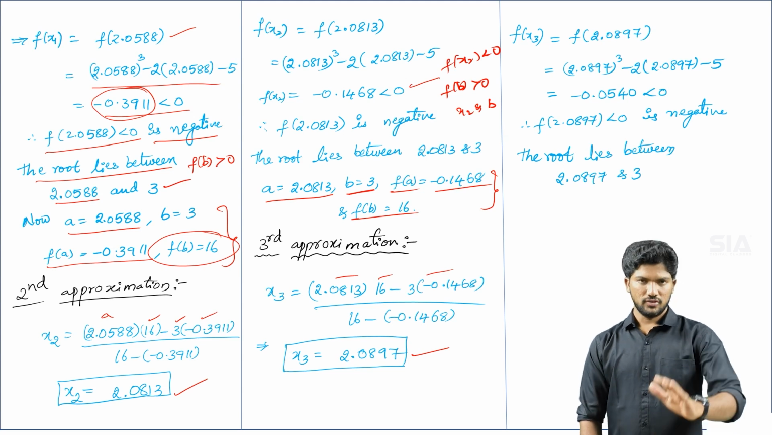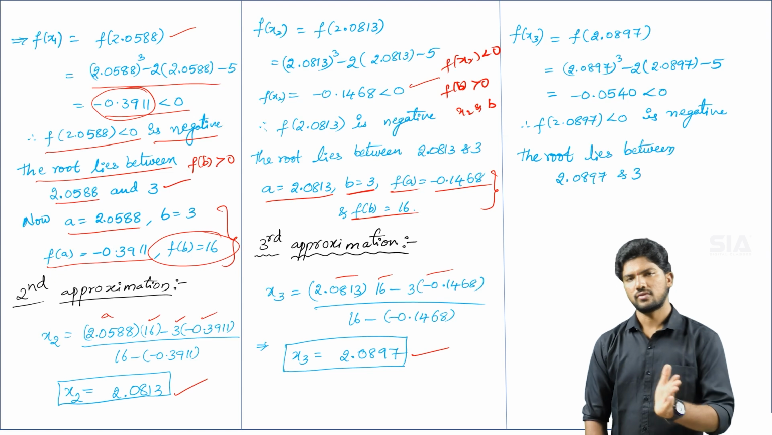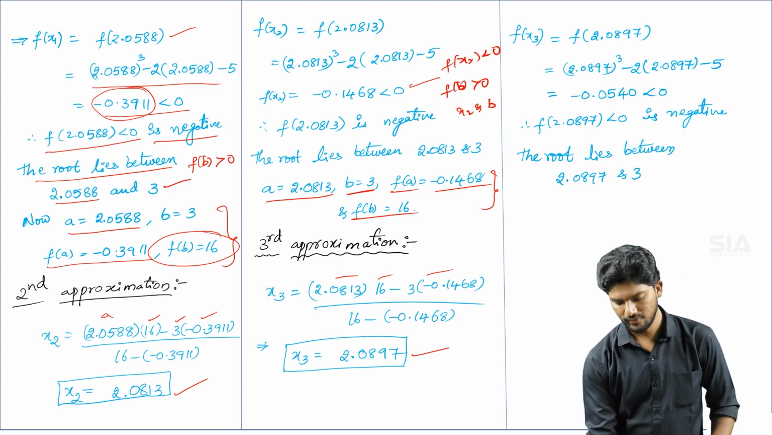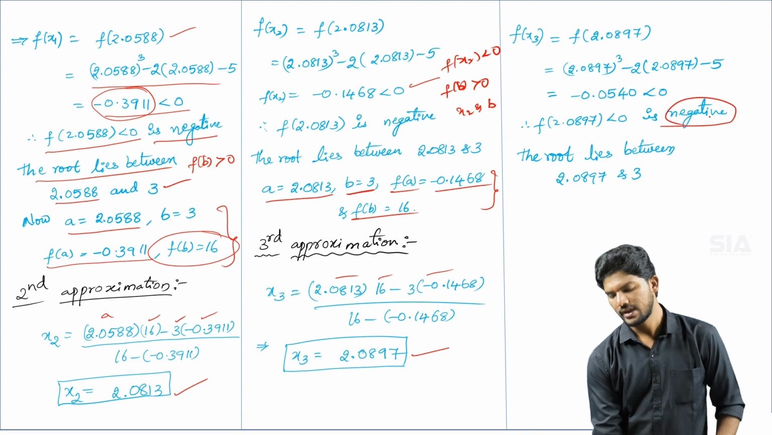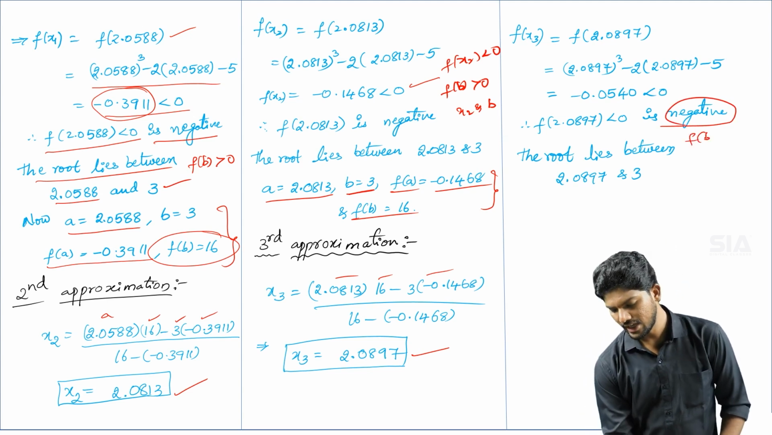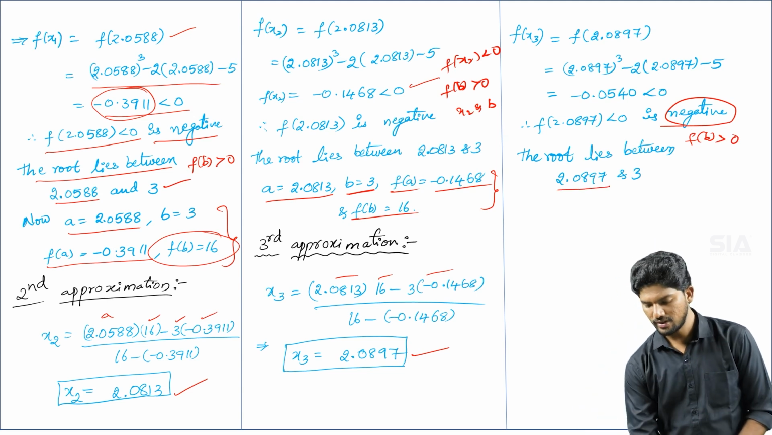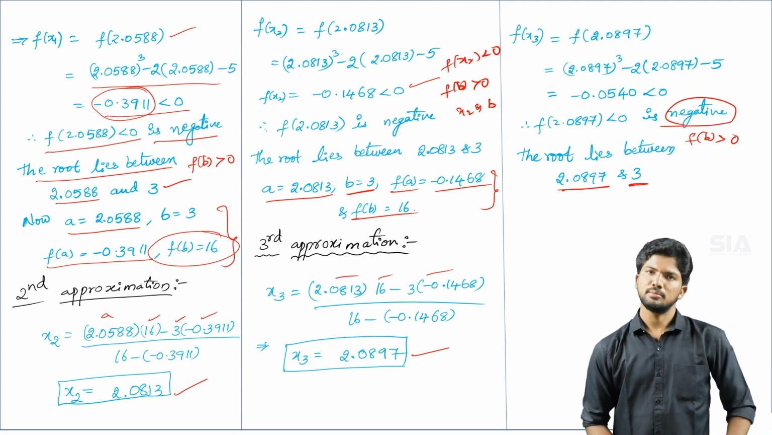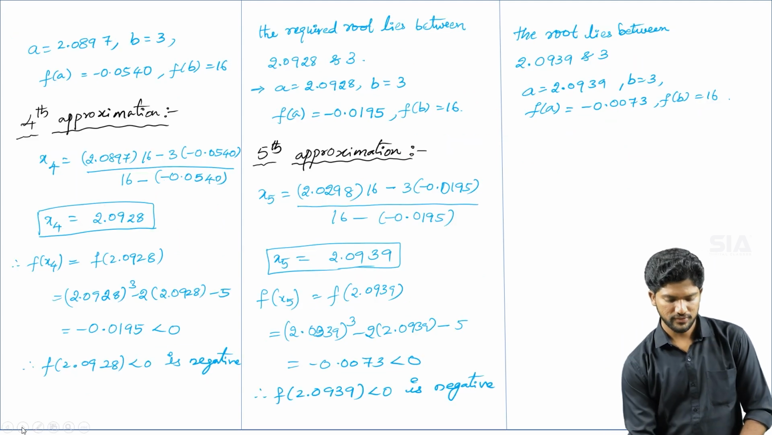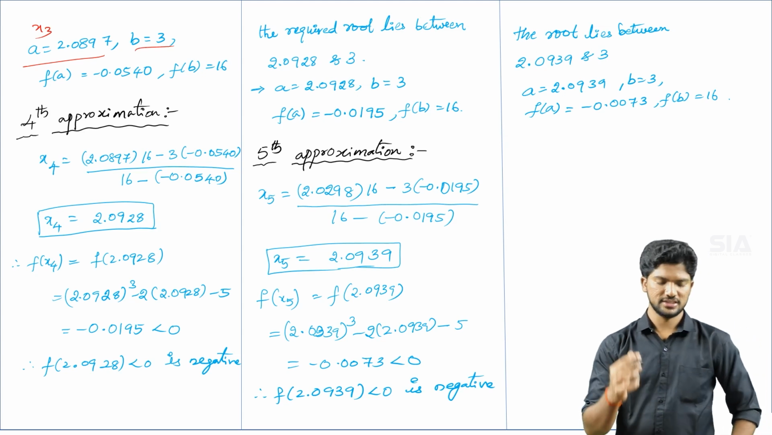Okay, so if you observe carefully, all values are existing between 2 and 3 only. So therefore f of x3 also again negative. So here for the combination you can take f of b greater than 0, f of b positive. So therefore the required root lies in between x3 and b. Okay, what is the x3? 2.0897. So therefore that x3 you can take as small a and b as it is b.